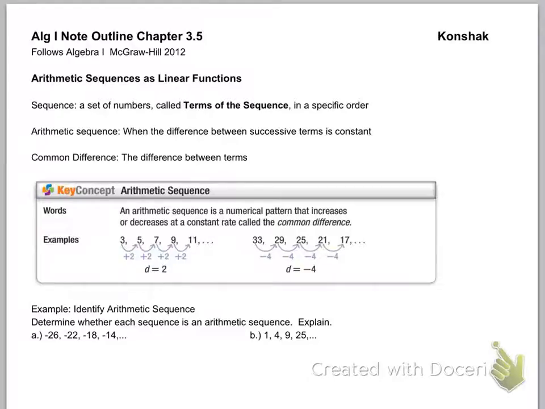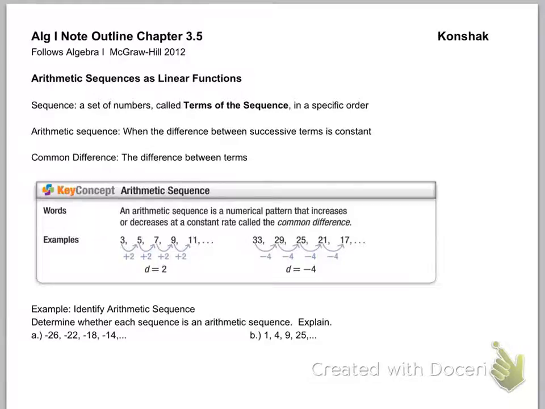Guys, we're going to talk about a sequence today. A sequence is just a set of numbers in a specific order. 1, 3, 5, 7, 9, 11, etc., is a sequence. The 1, the 3, the 5, the 7 are called terms of the sequence. So you have a first term, second term, third term, fourth term, and so on. That's how a sequence works.